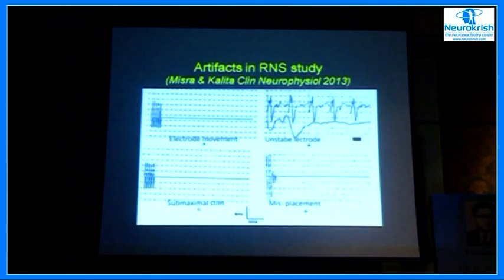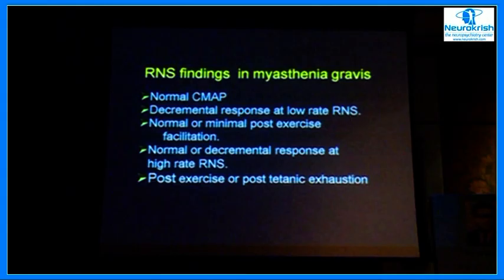But then one has to be very careful that we are doing the decrement in the proper way. If there is suboptimal stimulation, electrodes are moving, or one is not very careful, or your hand is moving, then we can create pseudo decrements. These are the pseudo decrements which we have created in the lab to demonstrate that electrode movement, unstable electrode, submaximal stimulation, and misplacement of the electrode can lead to decrement. So while doing the RNS study, one has to be very, very cautious and steady and see a predictable response and then a slight rise. If that is happening in that way, your decrement is done properly.